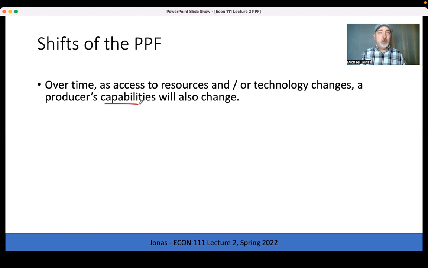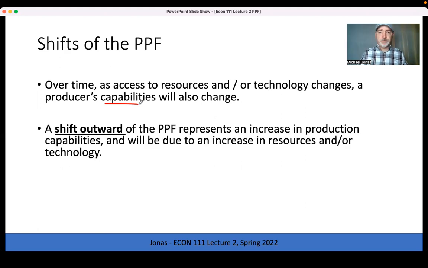Whether they're actually going to change their production, that's a different question. But if you have more resources, you're able to produce more. Less resources, you're able to produce less. That's going to move the PPF. And it should make sense, right, that if we're pushing that PPF up and out away from the origin, a shift outward up and to the right, you're increasing the capabilities to produce. You're creating these combinations of output that were previously unattainable that are now within the new PPF. That can only come from increased resources or increased technology.